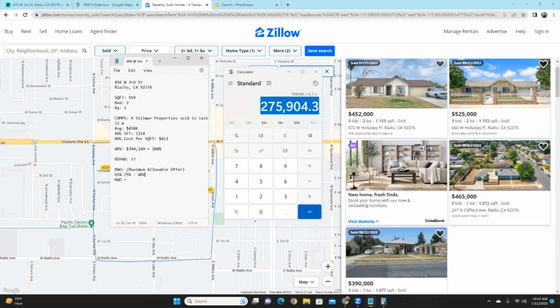So at 70%, let's just pick right in the middle, we're at 275. That's him paying for it and not having to put any work into it. But the MAO is the number you're willing to pay on your ARV. So 70% ARV minus the rehab costs.